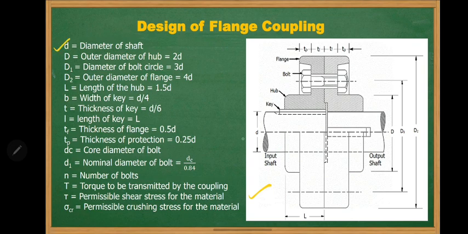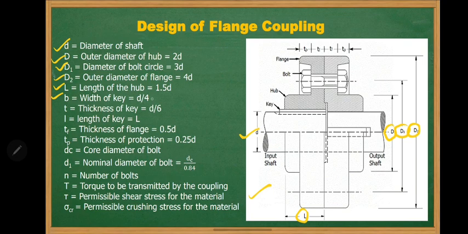First, small d, diameter of the shaft. So this is the main dimension which is designed in the flange coupling. Capital D, outer diameter of the hub, is equal to 2 times d. So this is capital D. D1, outside diameter of the bolt circle, is equal to 3d. So this is D1. D2, outer diameter of flange, is equal to 4d. So this is D2. Capital L, length of the hub, is equal to 1.5 times diameter of the shaft. So this is L.